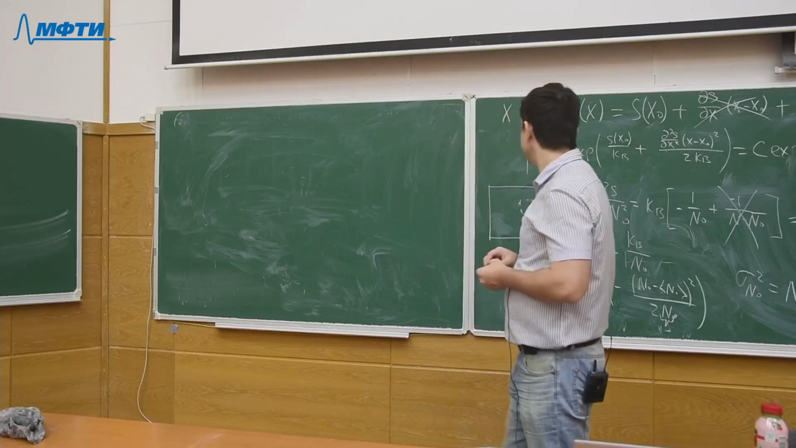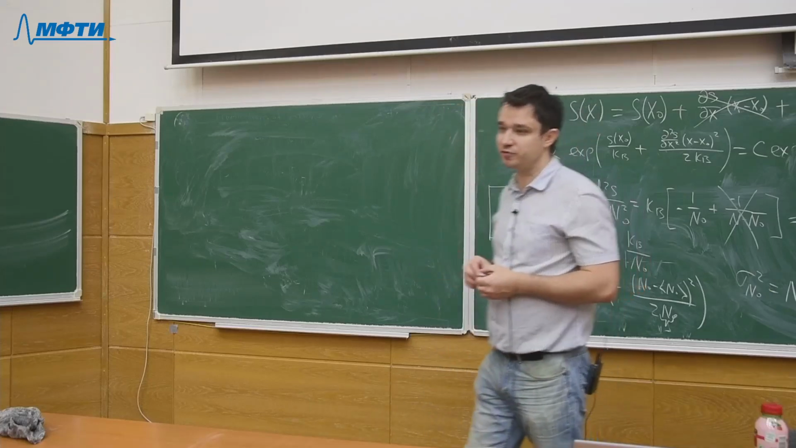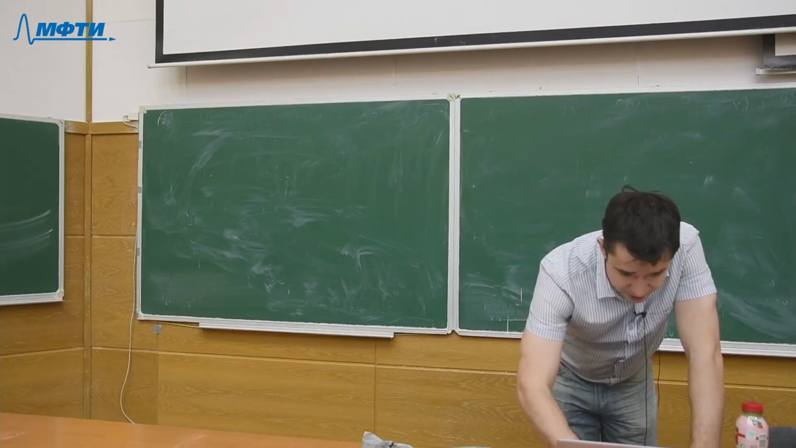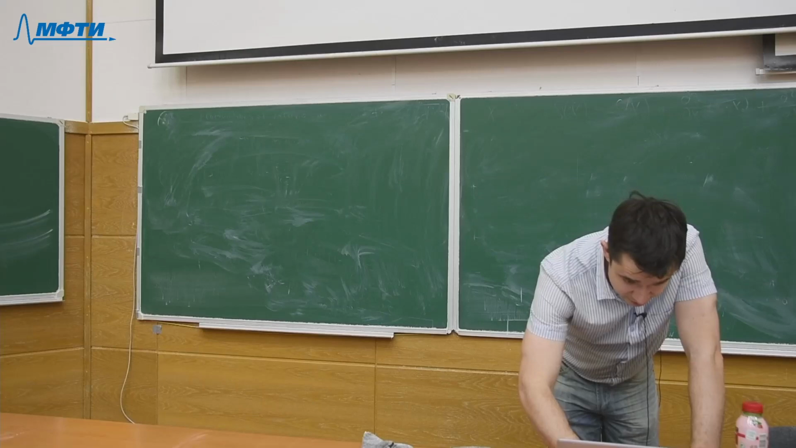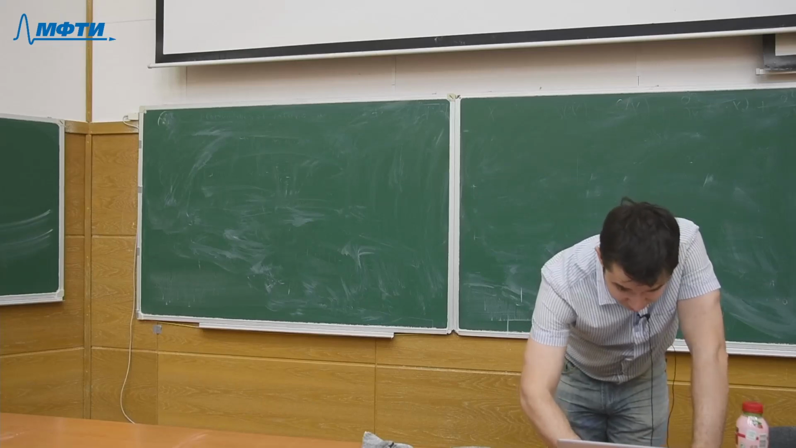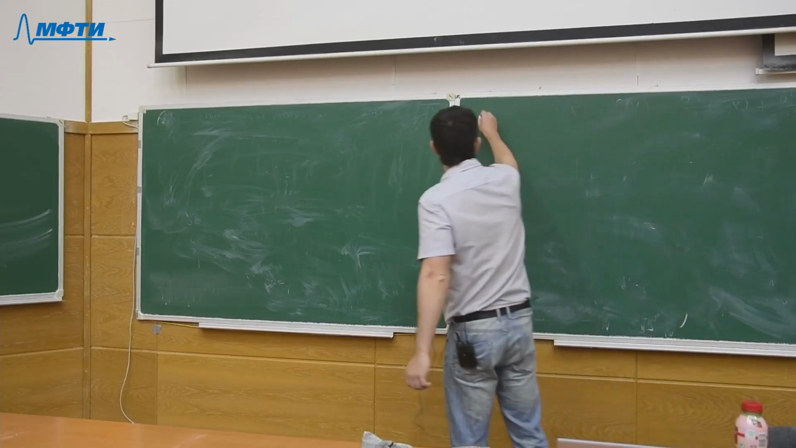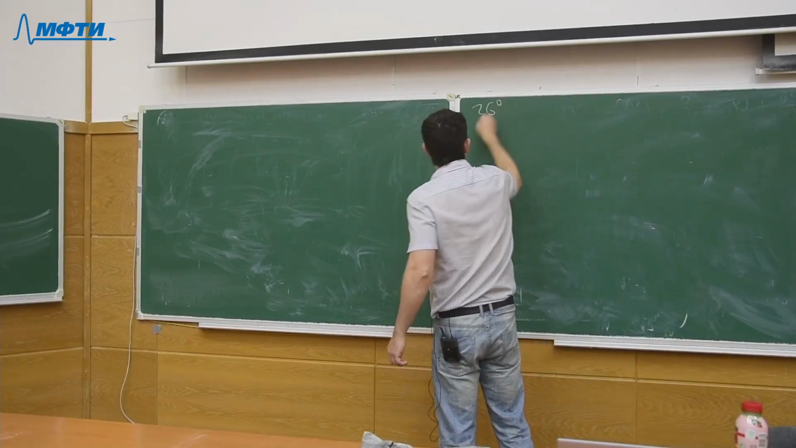Okay, so now we go to the seminar related to fluctuations. Today we are going to solve problems from seminar number 12, Statistical Meaning of Entropy and Fluctuations. I'm going to start with zero-level problems. The first one would be problem number 26.